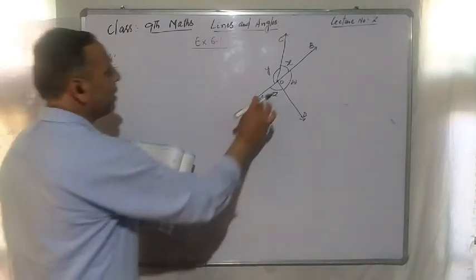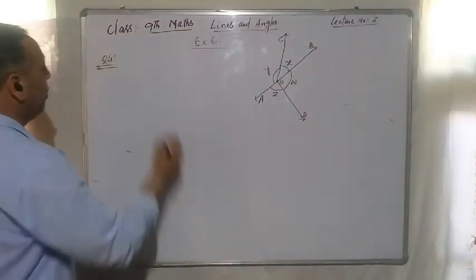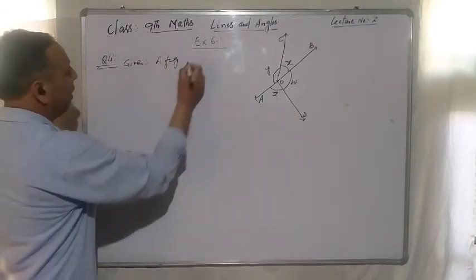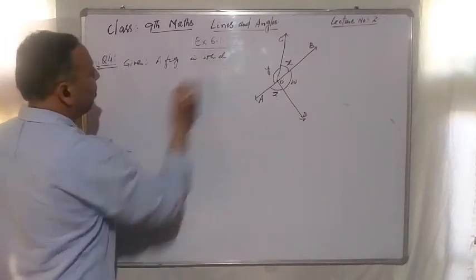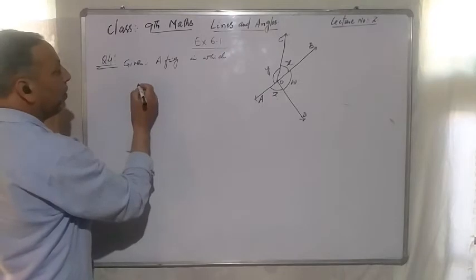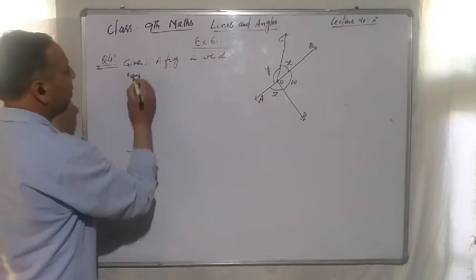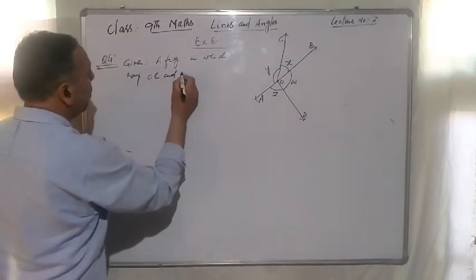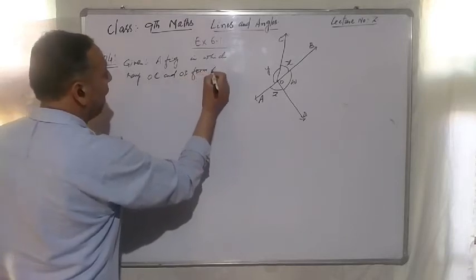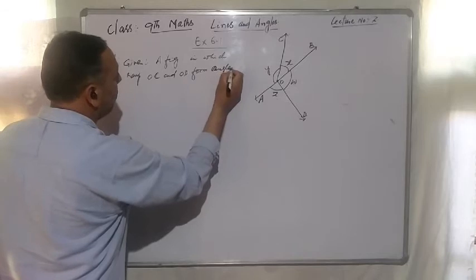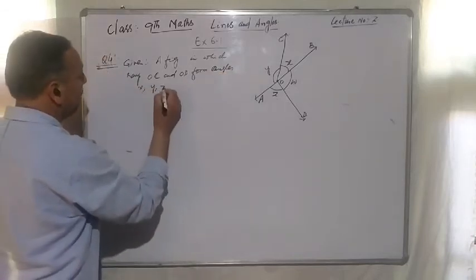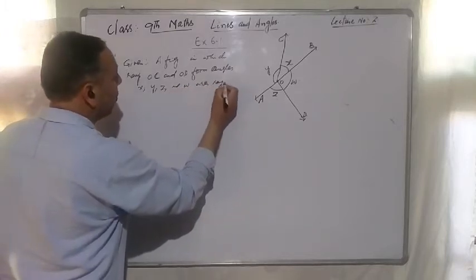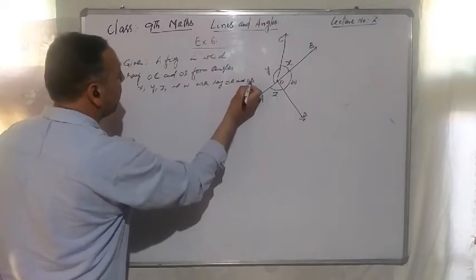Then prove that AOB is a straight line. Prove that AOB is a straight line. So given a figure is given in which rays OC and OD form angles X, Y, Z and W with rays OA and OB respectively.